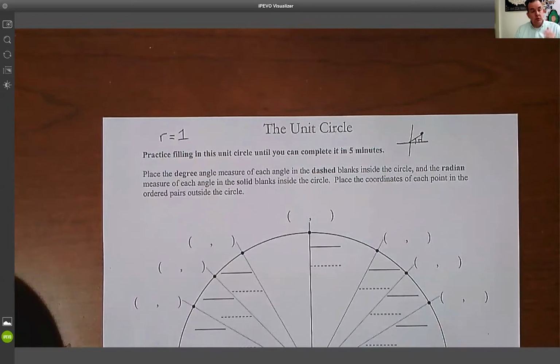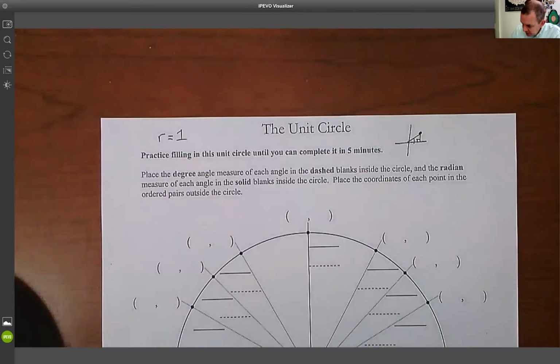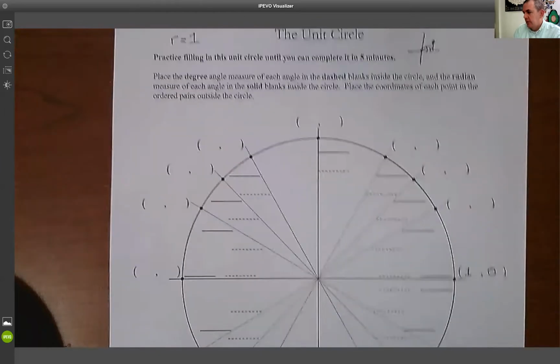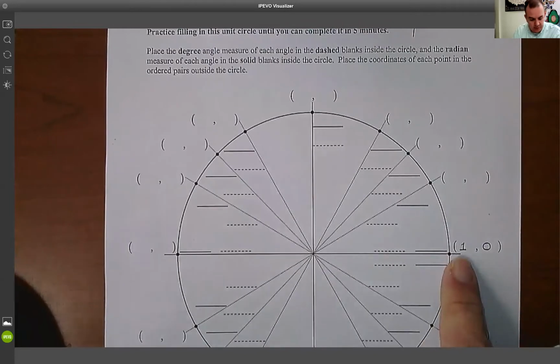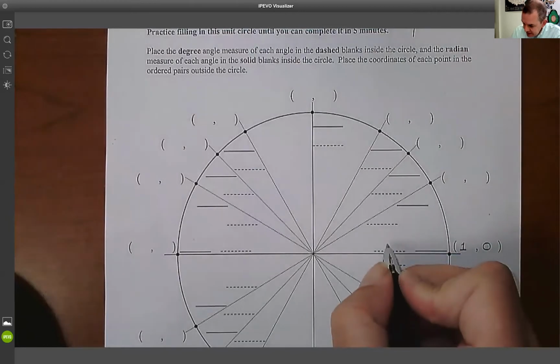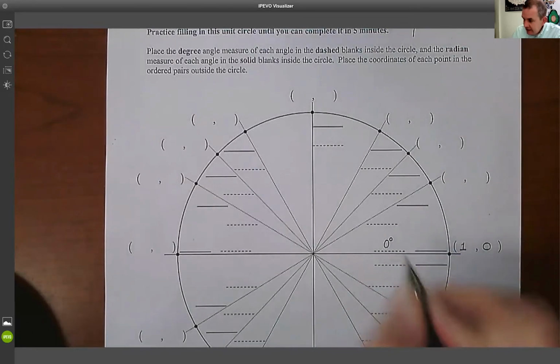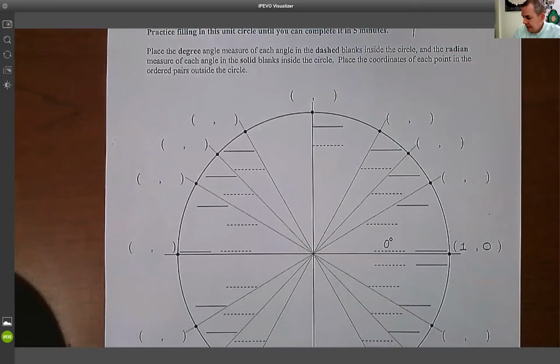Now, if you do that, there are some set numbers that are always going to be there. So the first thing I'm going to talk about is here. That's the point (1, 0). Now what that is in terms of our degrees, that is a 0 degree angle, and it is 0 radians. So we're at 0 radians there.